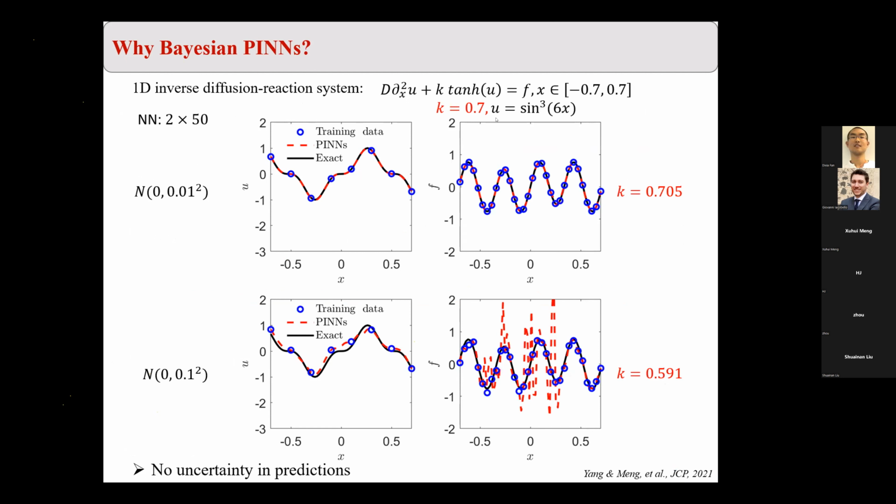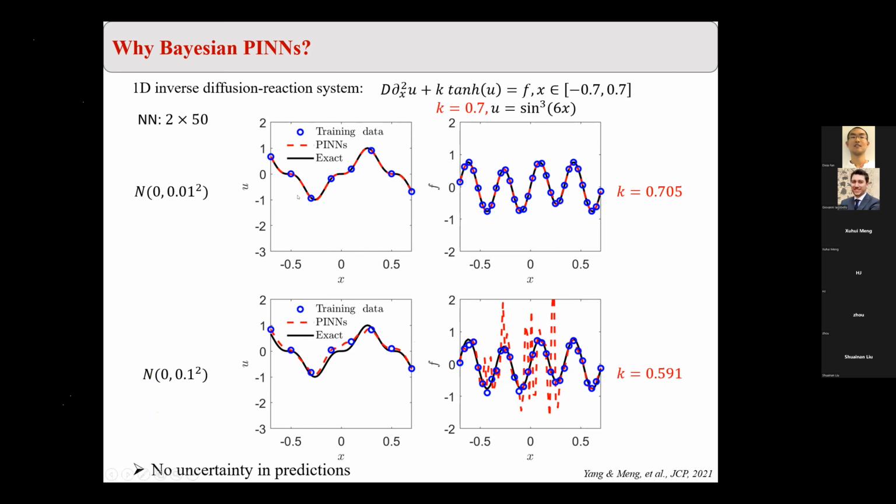As I mentioned, PINNs are an efficient tool to solve inverse PDE problems. Here I have a very simple 1D inverse diffusion-reaction system. F is the right-hand side, and K is an unknown constant in this equation. We have measurements on both F and U, and we would like to infer the unknown constant K here. The reference solution for K is 0.7. So basically, the measurements for F and U are noisy.